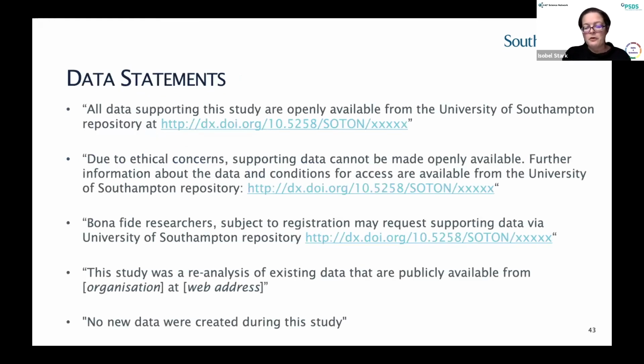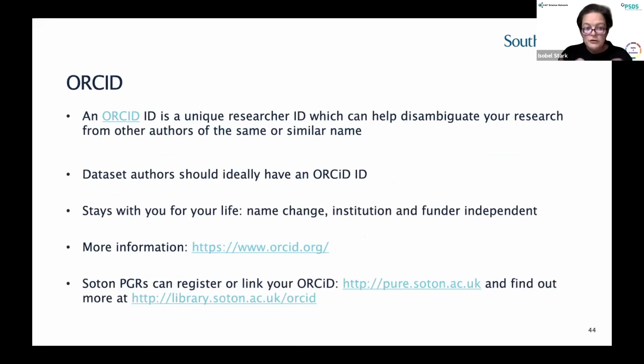And these are just examples of some forms of data statements that you will begin, hopefully, to notice in research papers as you read them, that these should be becoming more and more standard. And for those of you who've authored it, you should be using an ORCID ID. If you haven't got one already, get one. It's a persistent identifier for you as a person that stays with you throughout your career. It doesn't matter which institutions you move to, doesn't matter if you change your name. You know, it's also funder independent.